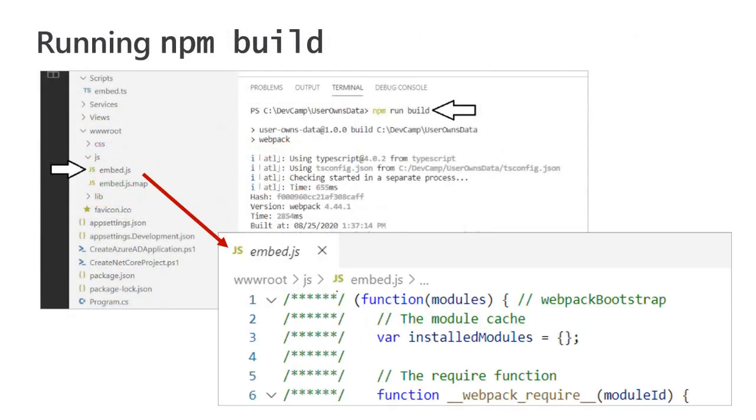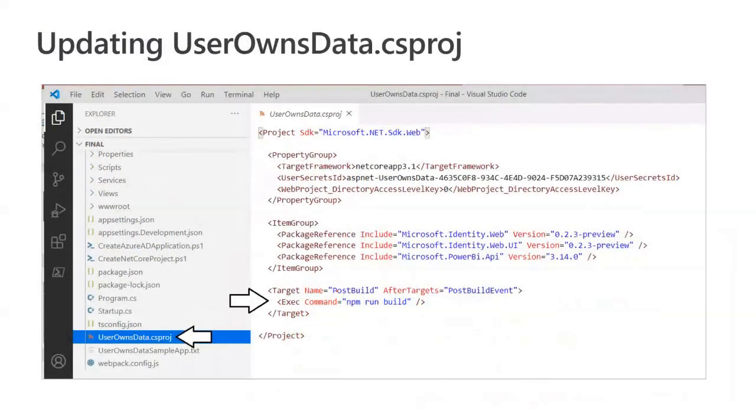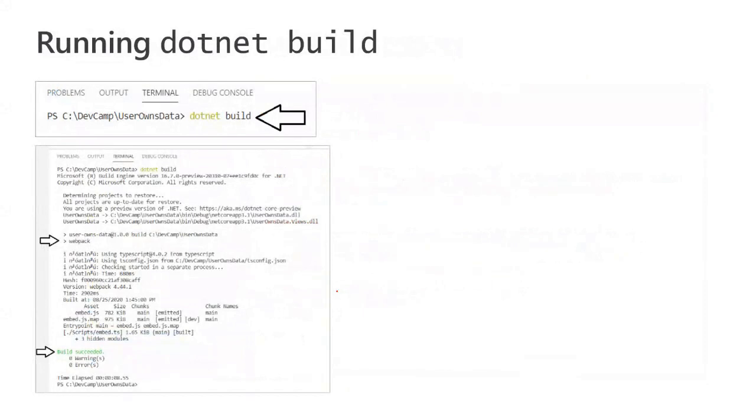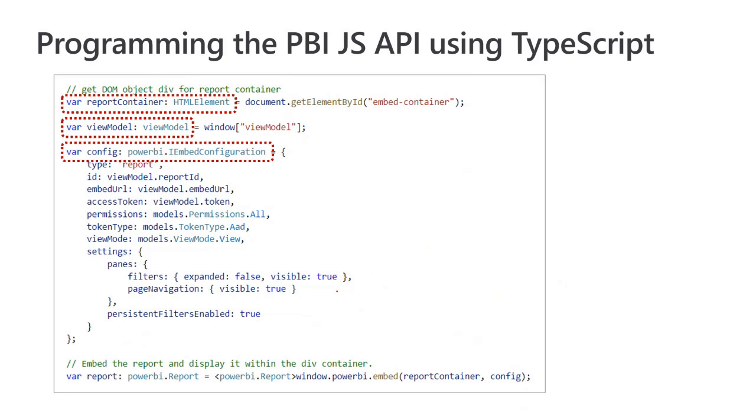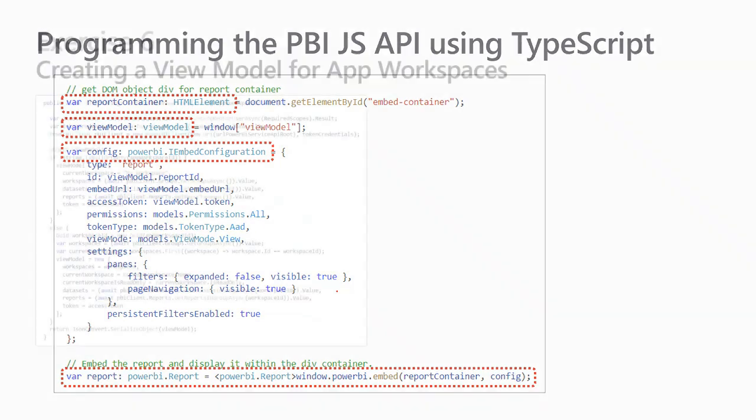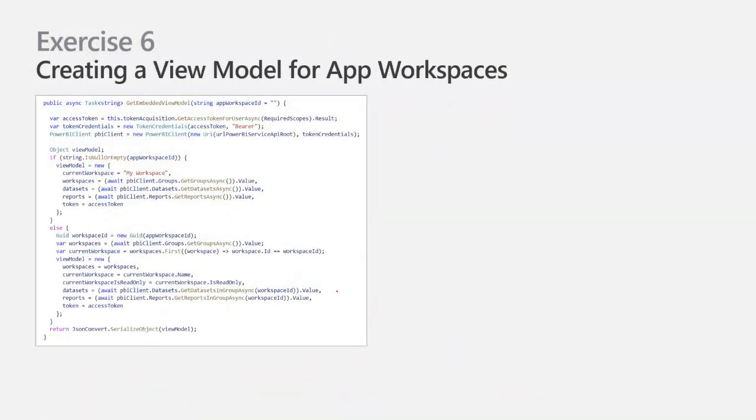Okay. And so I went through the steps of doing npm run build, and then also updating the user owns data project. And finally got to the part where we're working with TypeScript. And once again, the big benefit of working with TypeScript is we have strongly typed programming. So my variables are of type HTML element or view model or Power BI.configuration, or Power BI.report. So you just get a much higher degree of compile time type checking and IntelliSense as you move to TypeScript. Now in exercise 6, I had you create the view model.